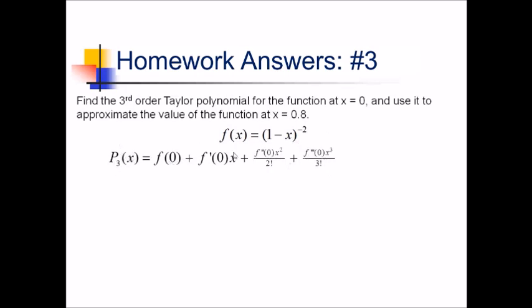All right, let's go ahead and find all of this based off of our function. F of 0, that's just going to be 1 minus 0 to some power. That's just going to be 1.